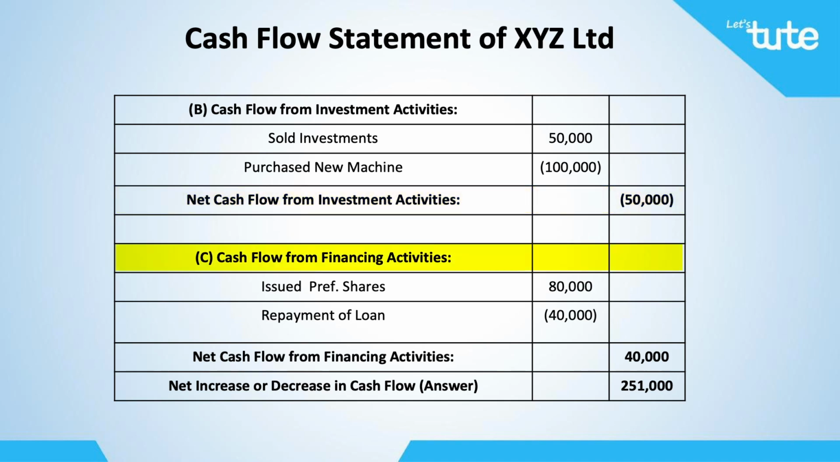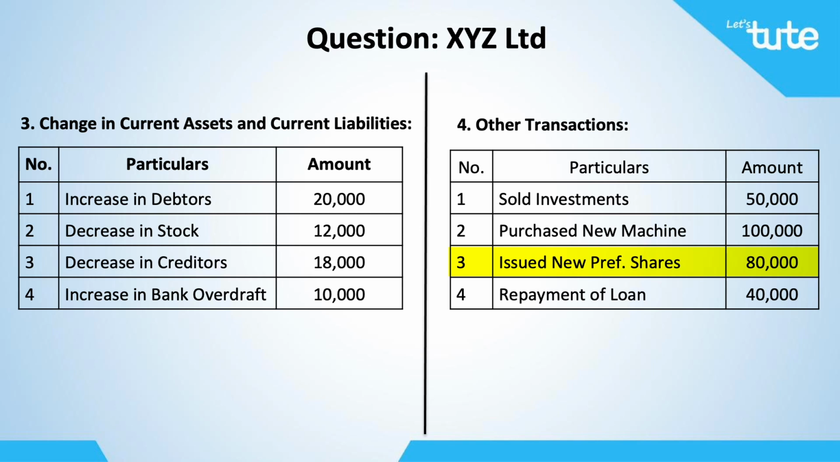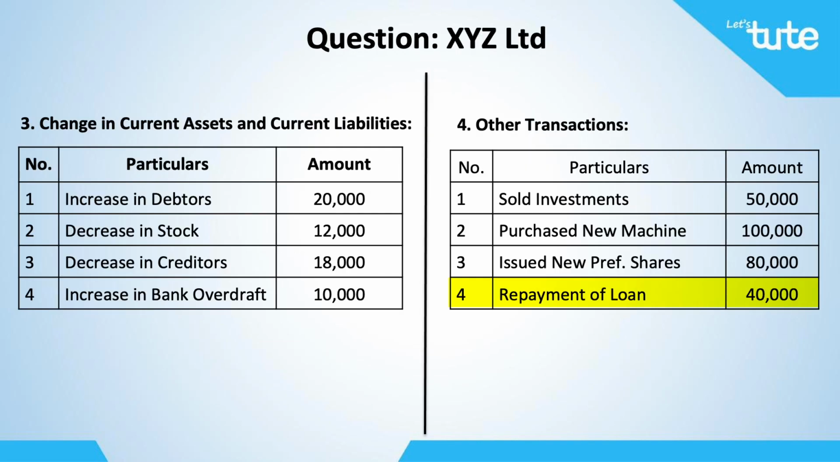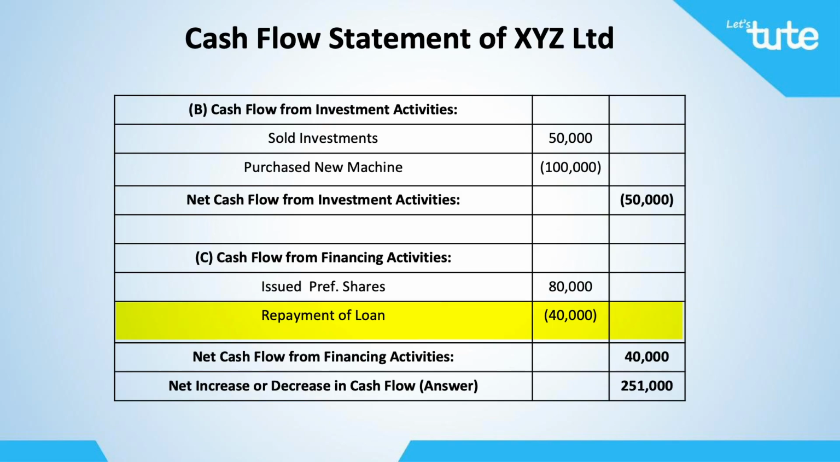Now we can proceed with the last step of recording the transactions related to cash flow from financing activities. The cash inflow transaction of issuing preference shares amounting to 80,000 will be recorded with a positive sign, and the repayment of a loan amounting to 40,000 will be recorded with a negative sign. After summing up these transactions, we can get the figure of net cash flow from financing activities, which in this case is 40,000.